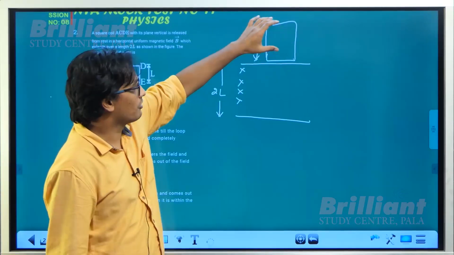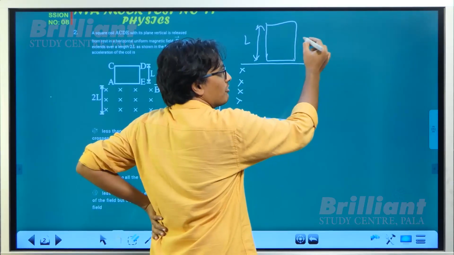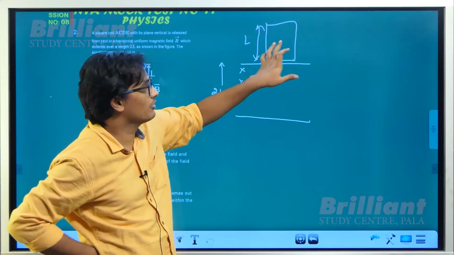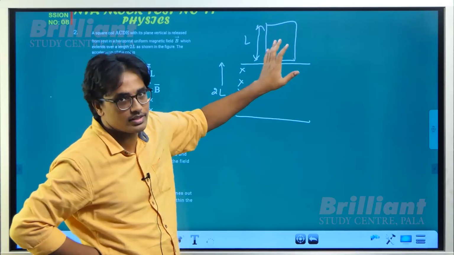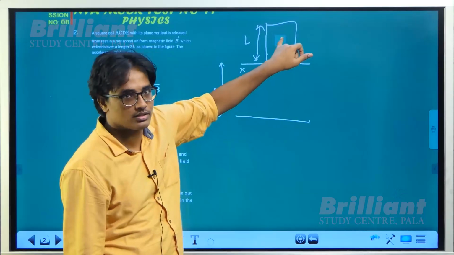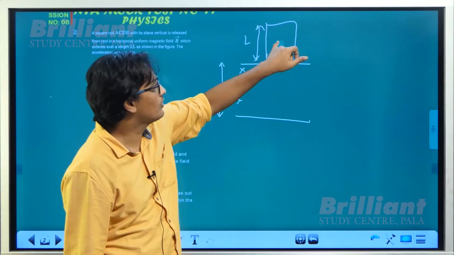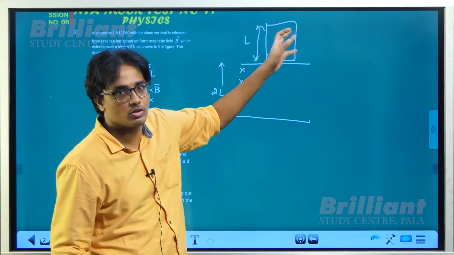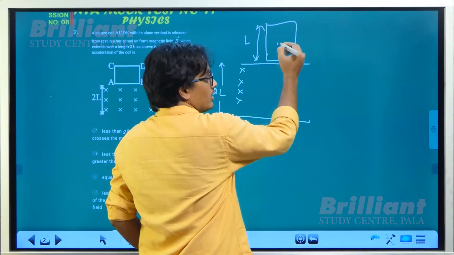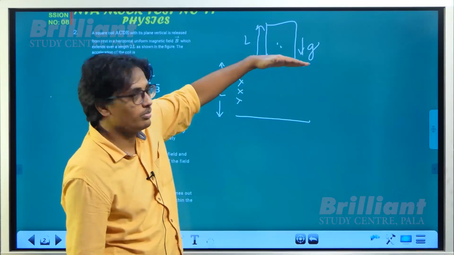So initially when it is falling, suppose it is completely outside. When it is completely outside, flux is 0, and the flux is not changing at all initially. If there is no change in flux, there is no EMF. If there is no EMF, there is no current. If there is no current, there is no magnetic force. So there is no force other than mg. So initially its acceleration will be g downwards.